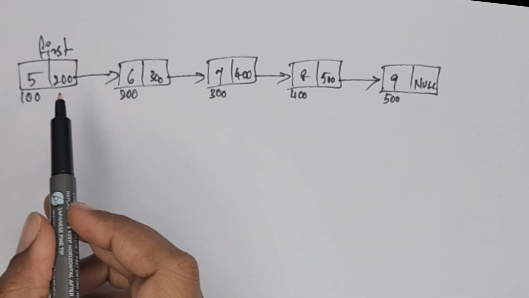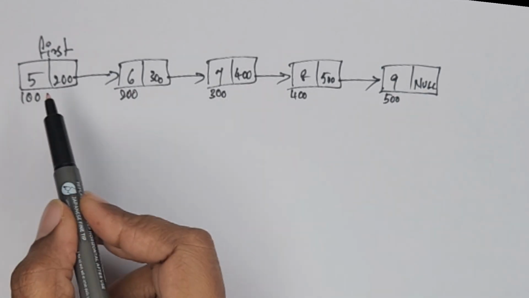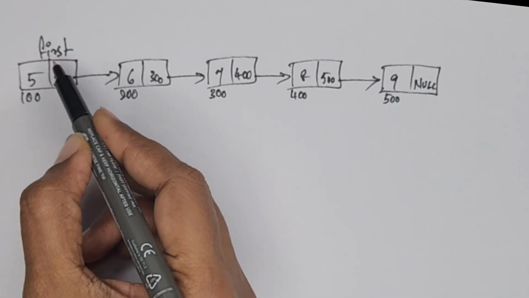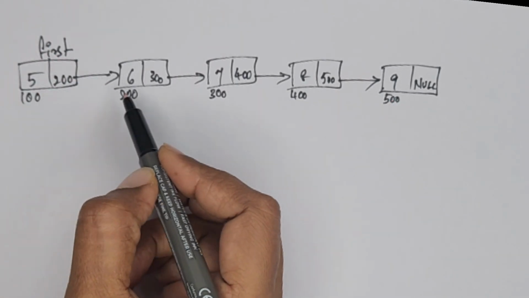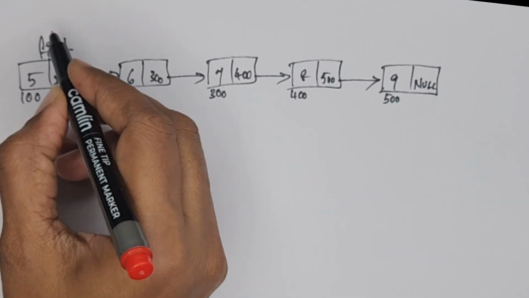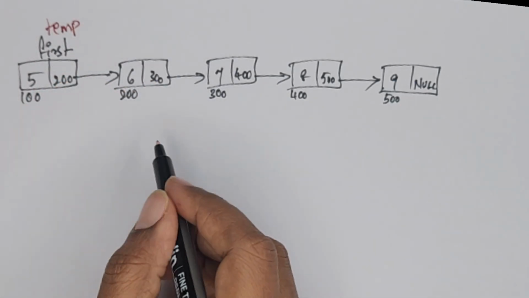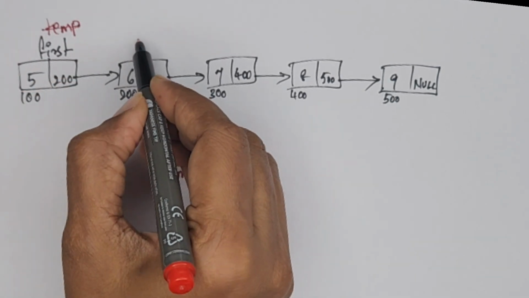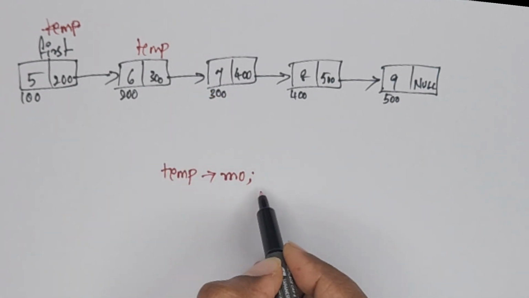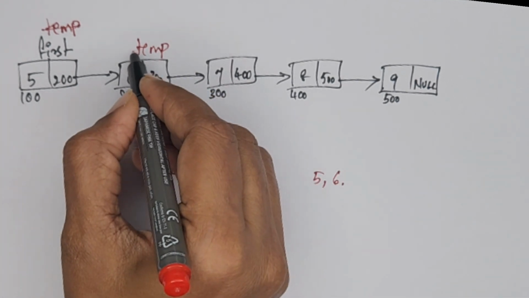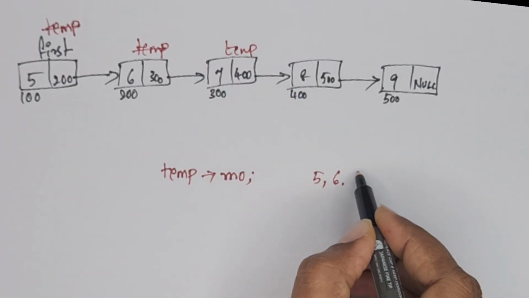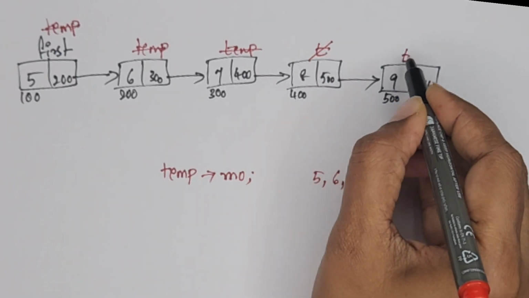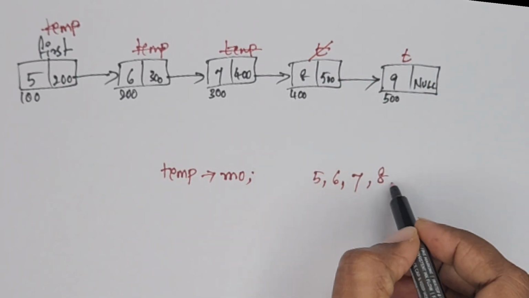Display means we have to display all these roll numbers, the data part: 5, 6, 7, 8, 9. First display the roll number, which is 5, then 6. First is assigned to temp. So first, display temp of roll number. Then temp moves to the next node. Again display temp of roll number, so it will display 5, 6. Again temp moves to the next node. What is temp of roll number? 7. Again move to the next node. Temp of roll number is 8. Again move to the next node. How to move? Temp equals temp of next. Now temp of roll number is 9.